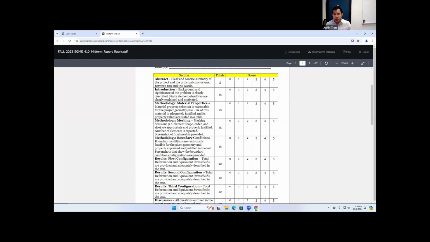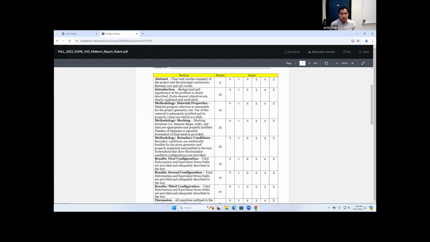Meshing is a pretty big section, so I want you to go over every aspect of the meshing: element size, element order, element shape. All of those things should be accounted for in your report and properly justified and explained. I want you to tell me the number of elements in your project, as well as a screenshot of the final mesh. For the midterm project, I'm not requiring a mesh convergence test, but that's something you can add as well if you think that's appropriate.